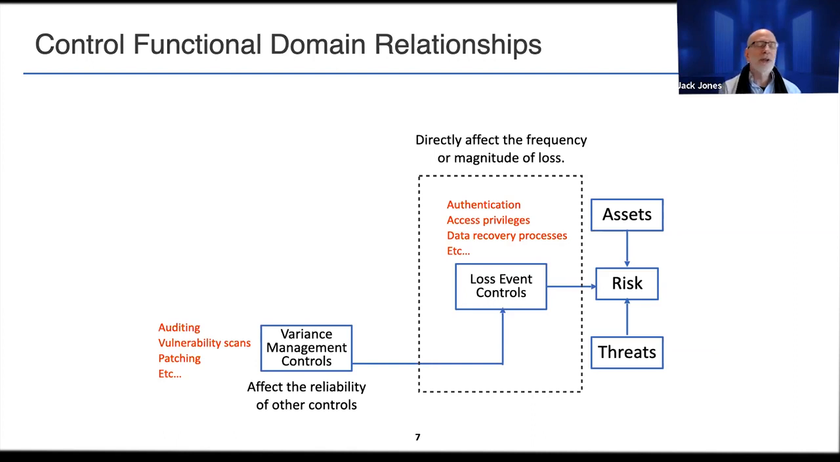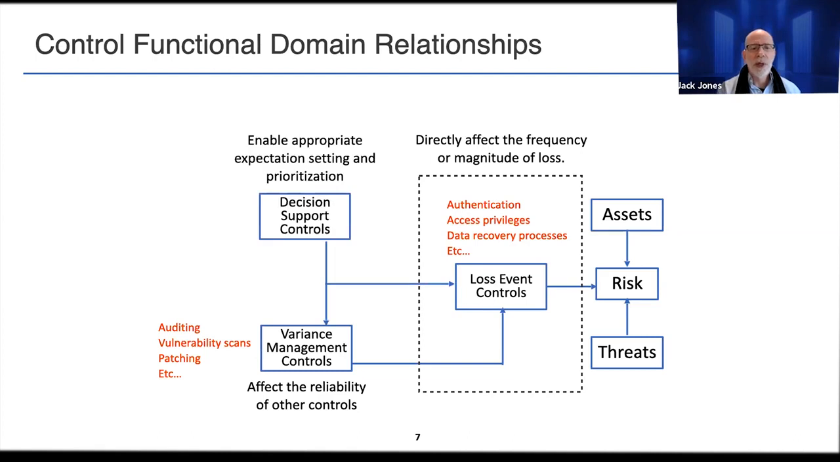They affect the frequency and duration of control deficiencies, or what we refer to as variant control conditions. And then we have a third functional domain, decision support controls, that help us make good decisions about all of this. And we see some examples here.